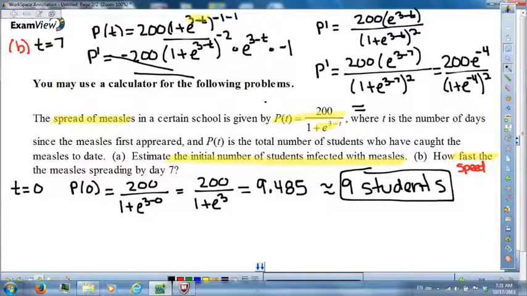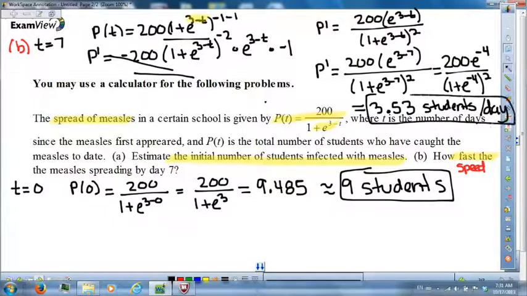If you use a calculator to calculate this, you get 3.53. So remember that we calculated the speed, which is the rate. So it's going to be students per day. So at day 7, approximately 4 students are infected per day.